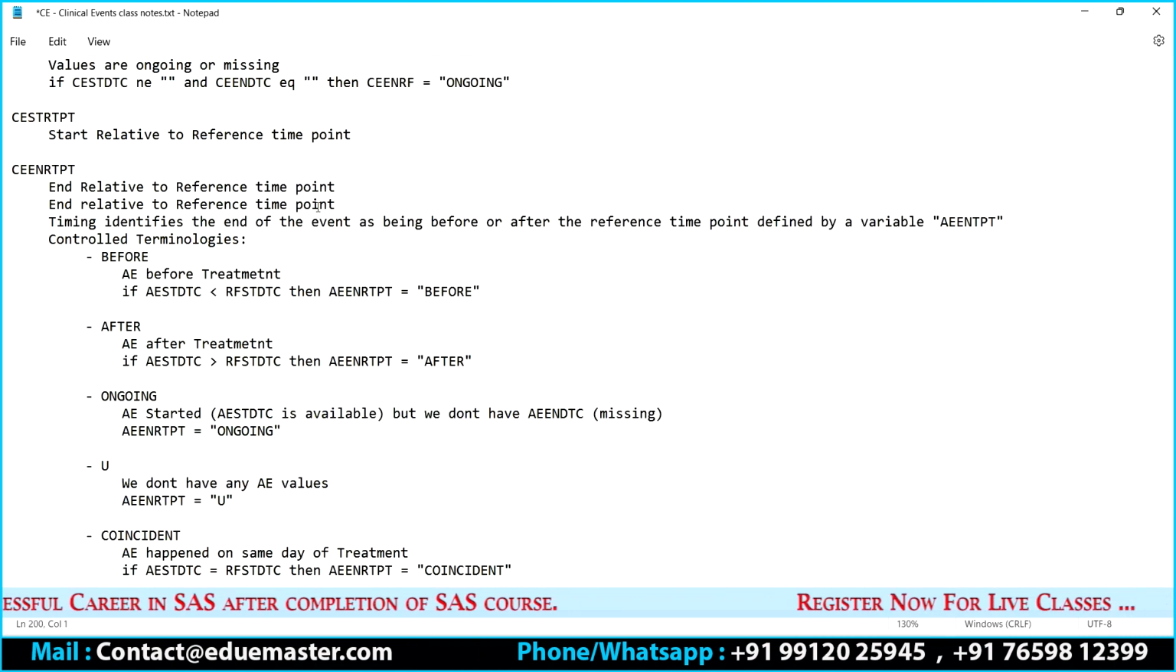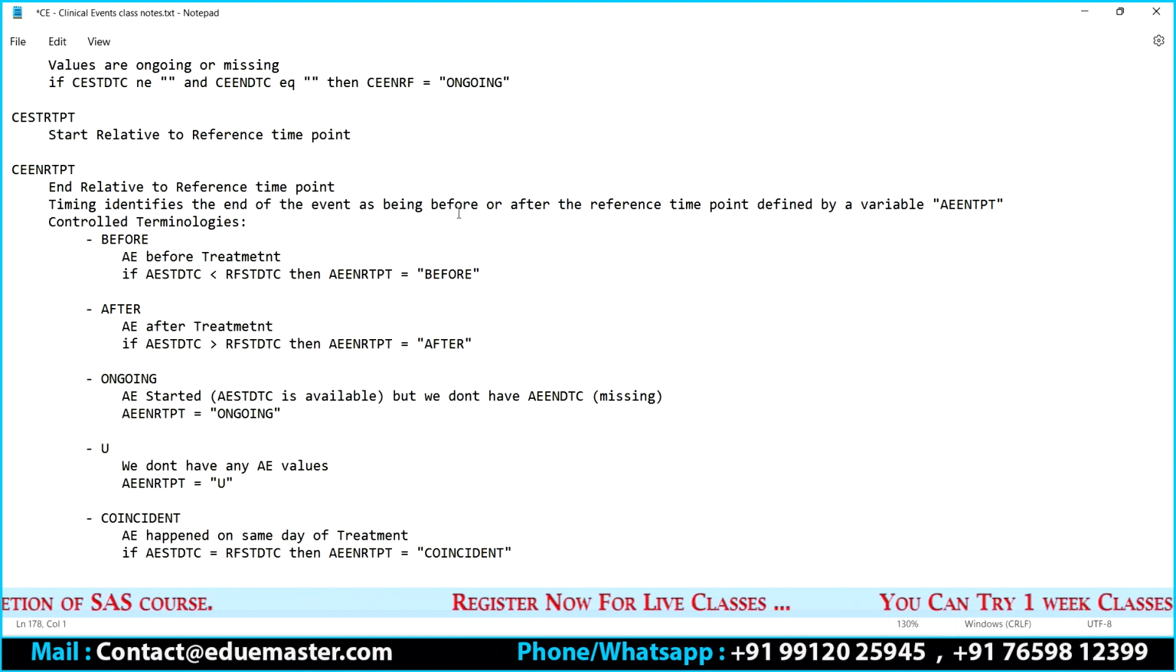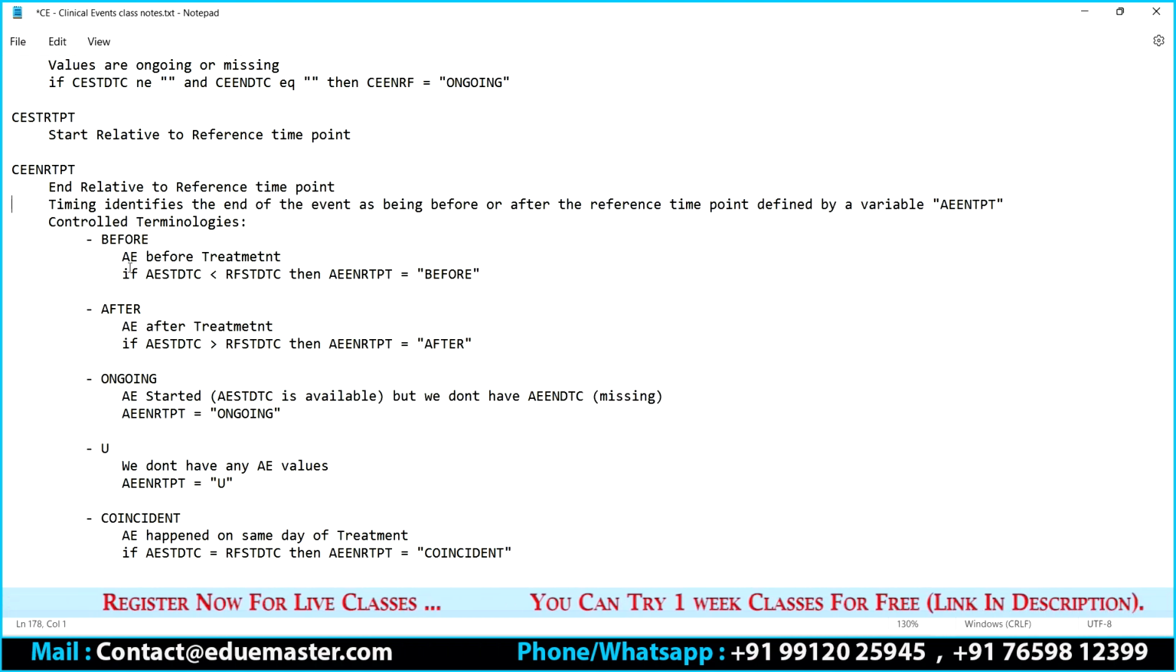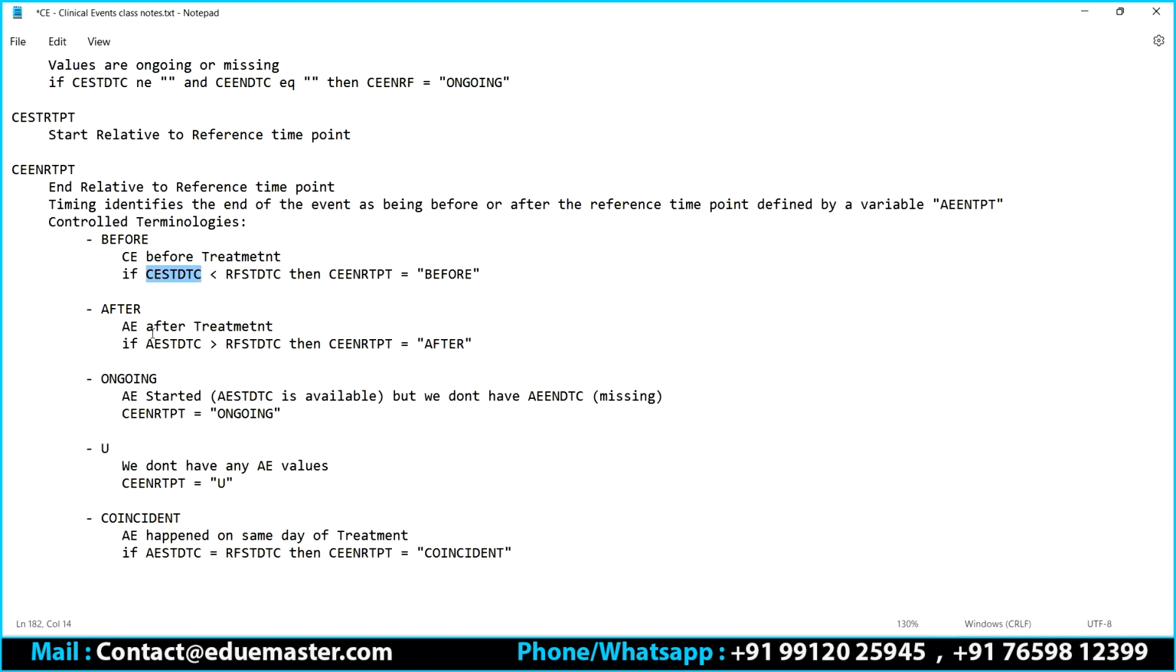So how is it going to be? I can mention it as timing identifies the end of event as being before or after. So what are going to be the controlled terminologies? If the clinical event happened before this, right, then you can say that your end reference time point is going to be before or after. Same thing, guys. It will keep on repeating throughout.